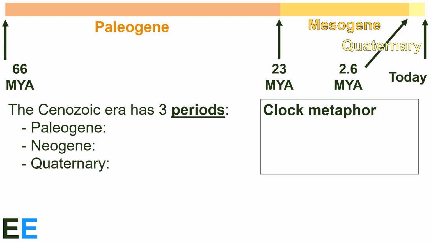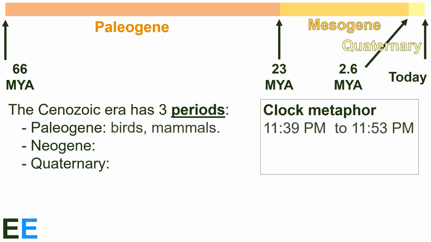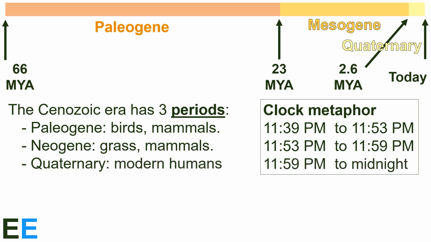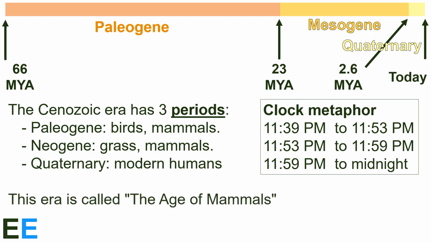Broadly speaking, the major events in these eras are the evolution and diversification of mammals and birds in the Paleogene, the evolution and diversification of grasses and mammals in the Neogene, and the dominance of humans during the Quaternary. The Cenozoic Era as a whole, for obvious reasons, is called the Age of Mammals. Using our clock metaphor, all of this happens in the final 21 minutes of life on Earth.